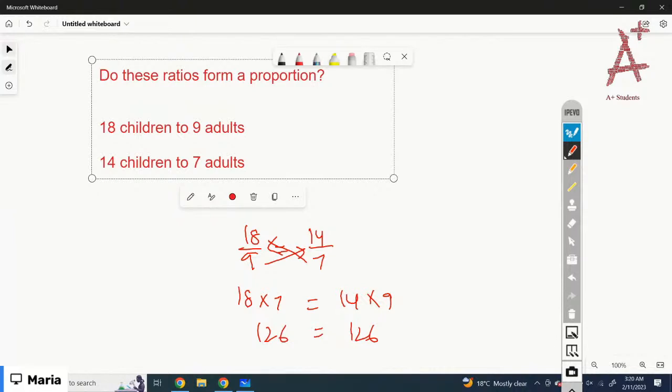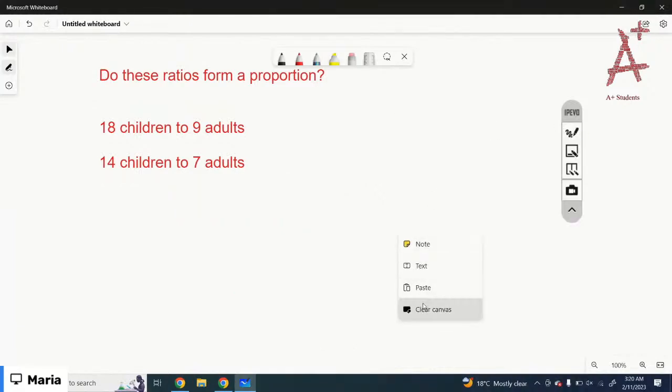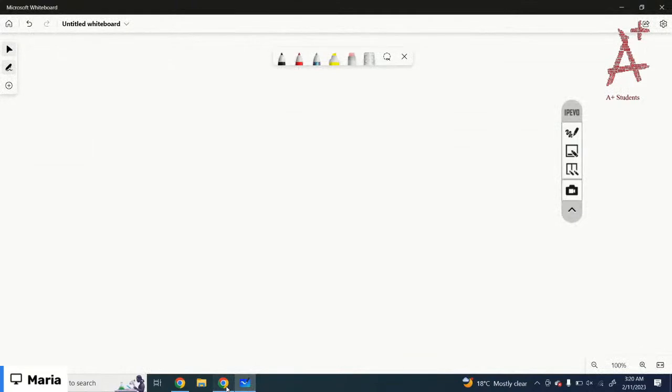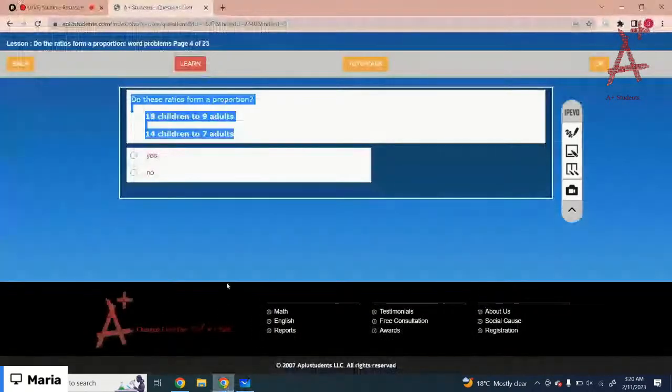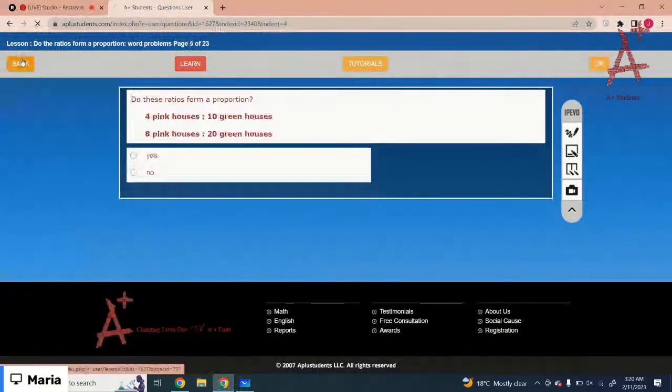That means yes, these ratios form a proportion. The correct option is yes. Okay, you can complete the test by yourself later today. Let me just move on to the next lesson.